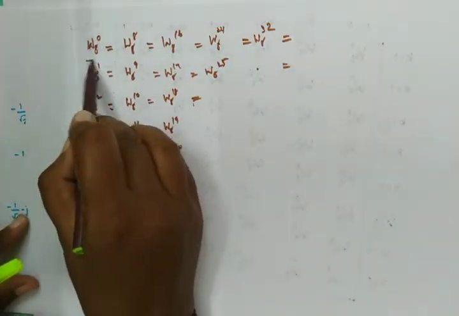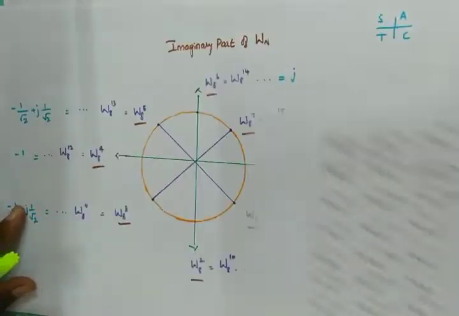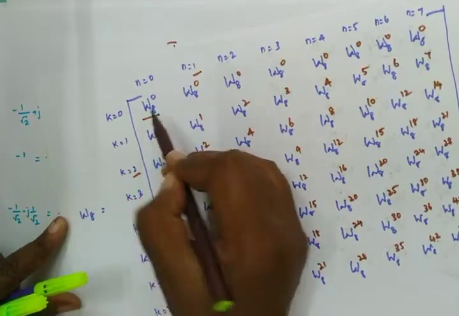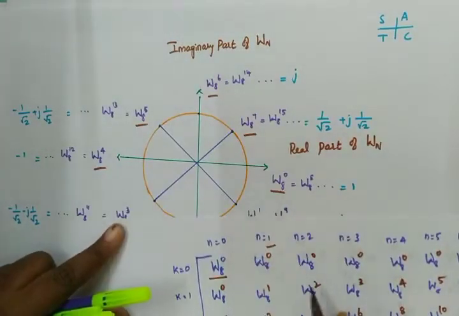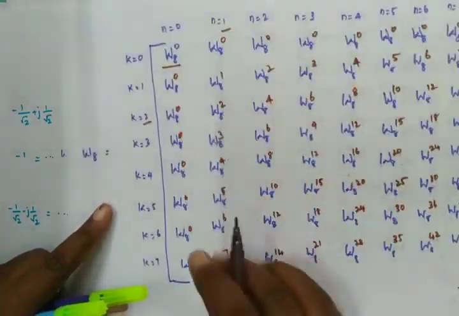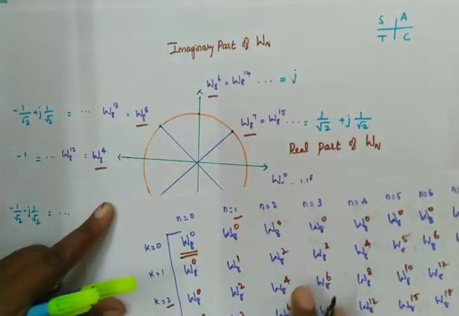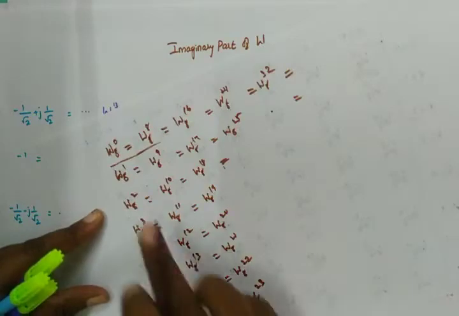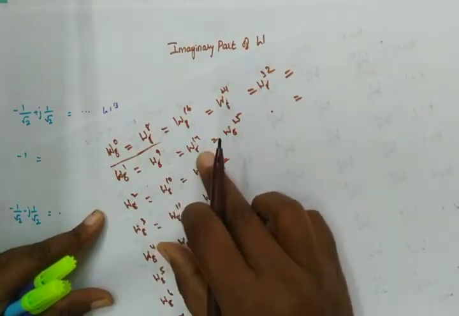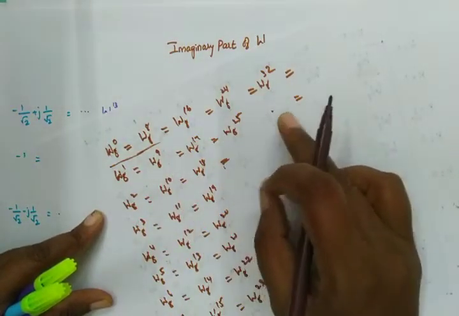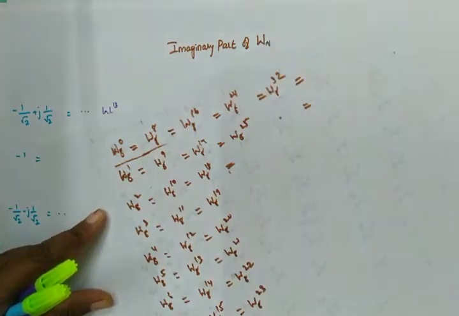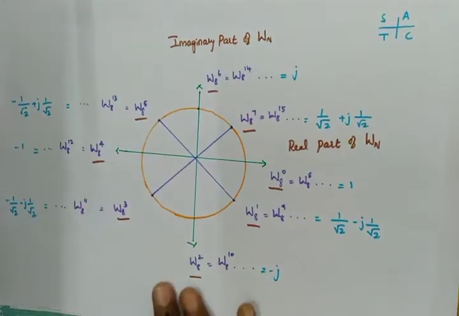So this shows that in this matrix form, W8 power 0, then W8 power 8. So check where we have W8 power 8. All of these will have the same values. Likewise, W8 power 1 will be equal to W8 power 9, which is equal to W8 power 17, 25, 33 and so on; they will have the same values. Now let us move on to these values.